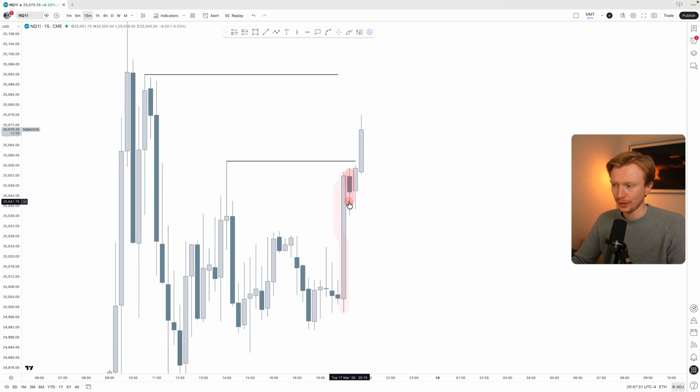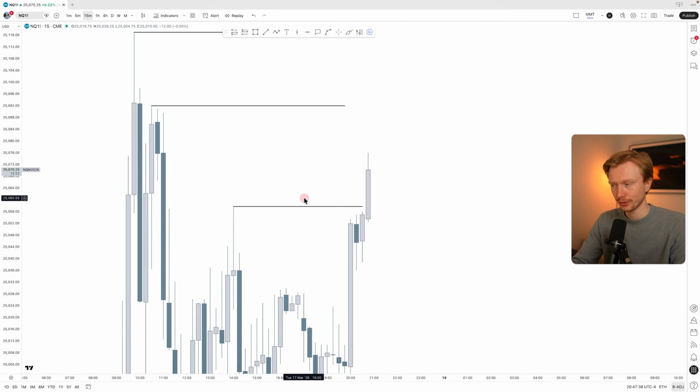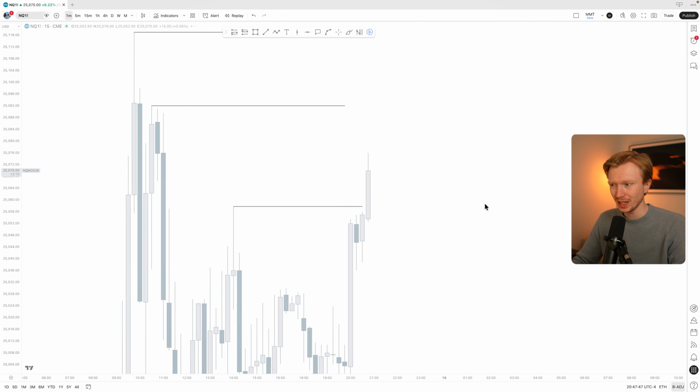We try to push lower, but that down candle failed to do so, and instead we are pushing higher again. So I would argue that on at least a 15-minute time frame, not necessarily the higher time frame, in the short term this looks more bullish to me than bearish. So what I'm going to do right here is go to the 1-minute time frame.